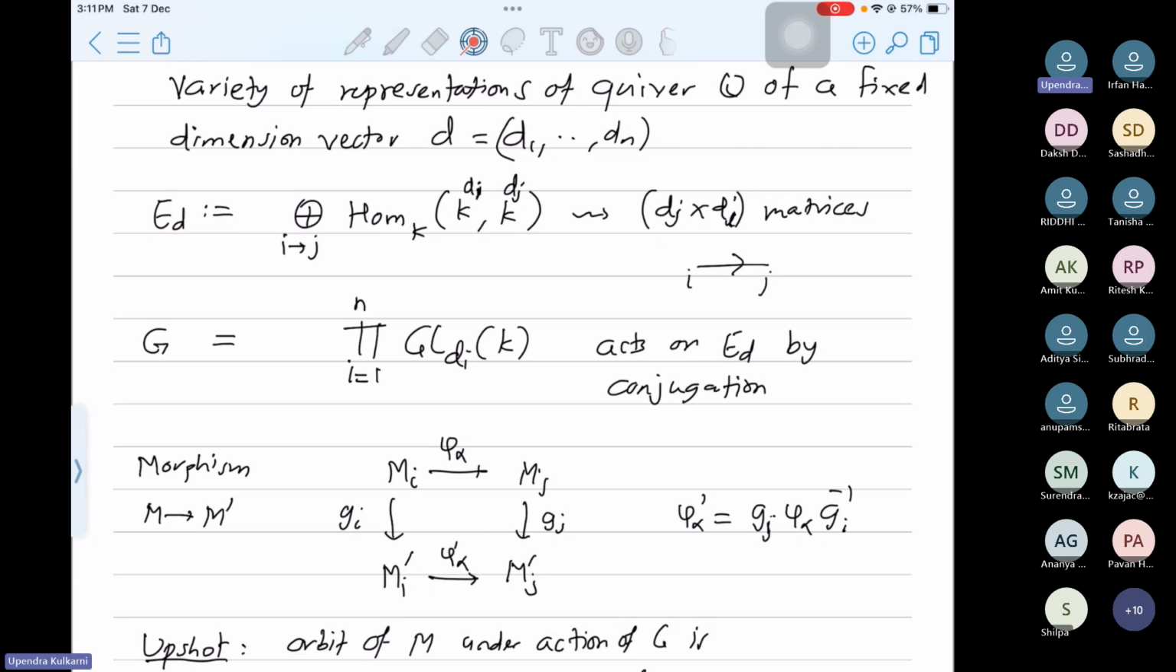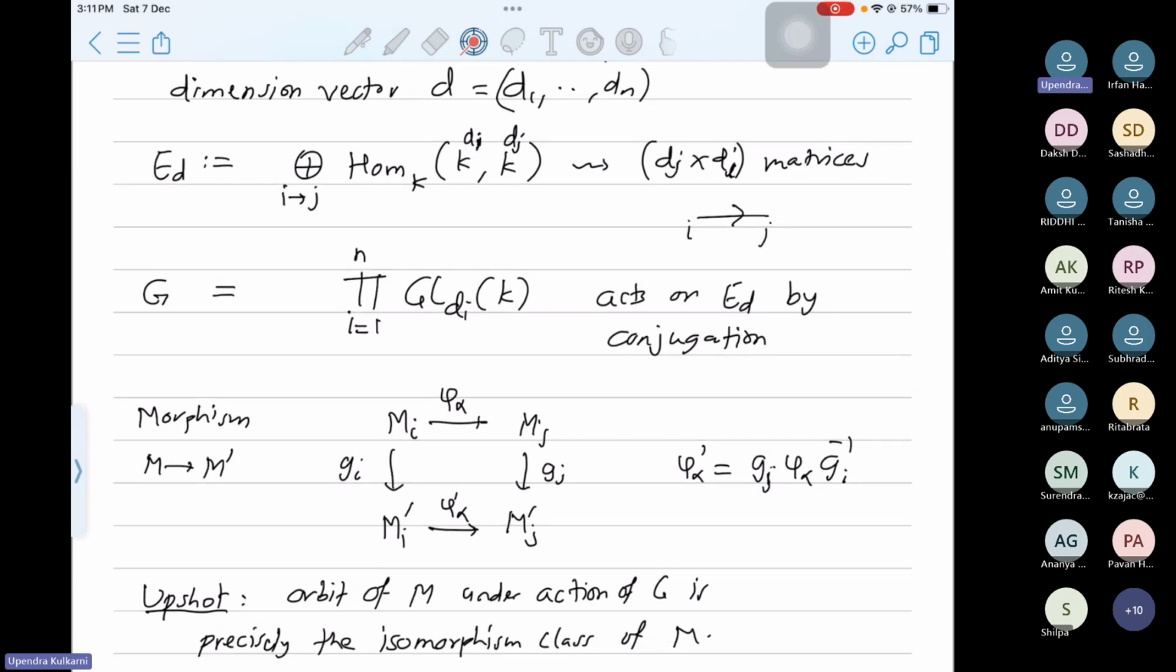But to say that there are this many distinct representations is ridiculous, because I want to take into account isomorphisms of representations. So let us consider when two representations are isomorphic, and that is going to be precisely a change of basis situation. So let us say, what does it mean to have a morphism between two representations?